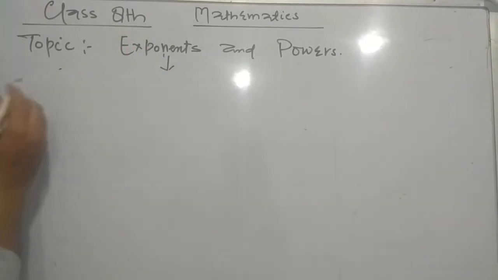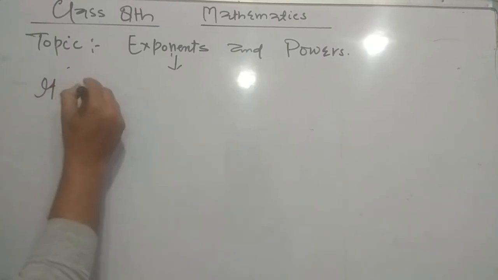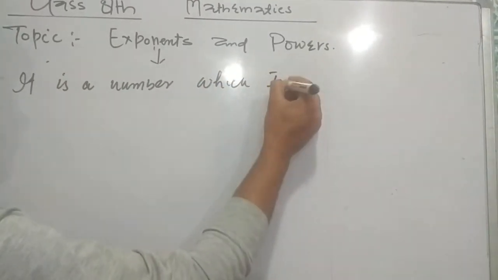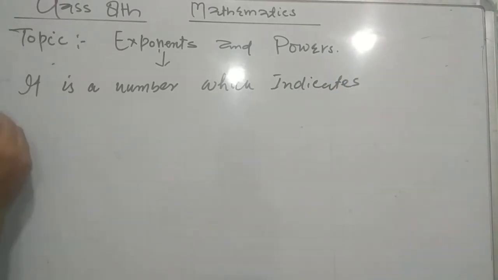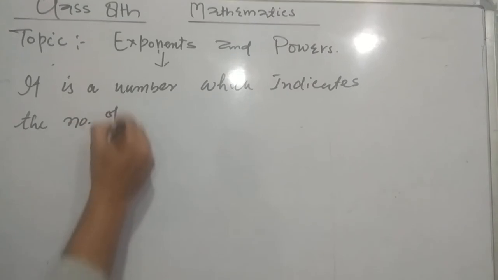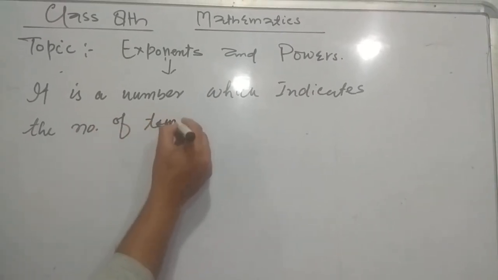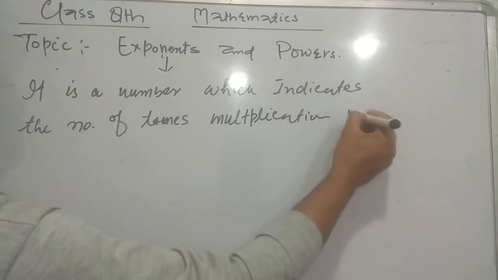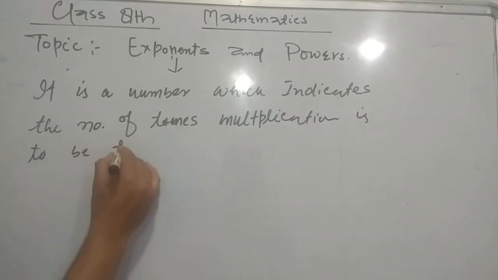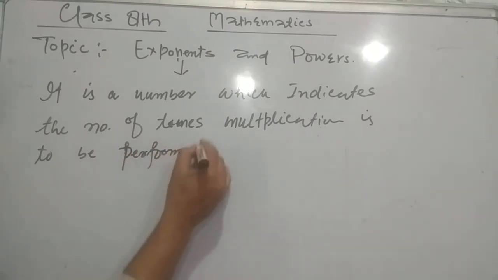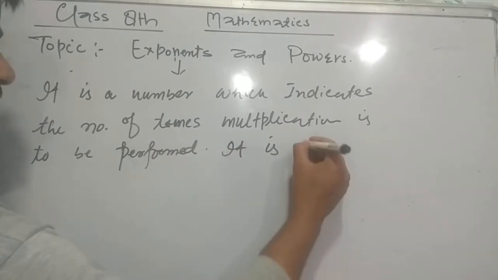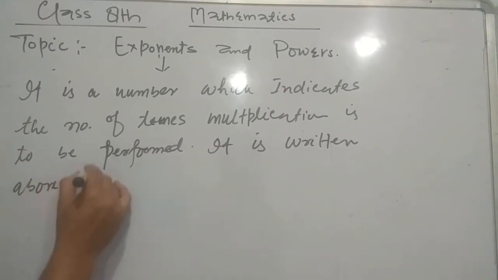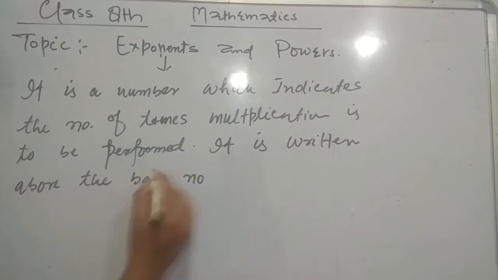Dear students, exponent: it is a number which indicates the number of times multiplication is to be performed. It is written above the base number on its right side.